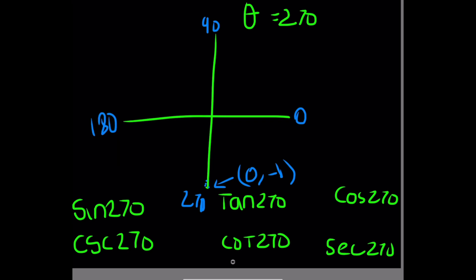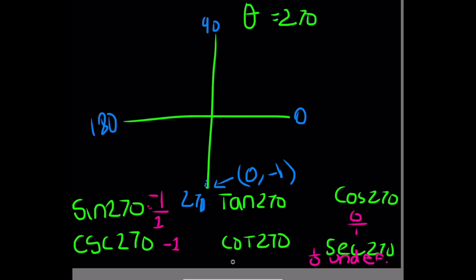Let's do pink. Sine, what did we just say sine was? y, which is -1. So sine is -1. Cosecant is the opposite of sine, right? So that's 1 over -1, which would just be -1. So that's -1, that's -1. And now let's do cosine first. Cosine we know is x. x is 0, so 0 over 1. Secant is 1 over 0. And what is that? Undefined.